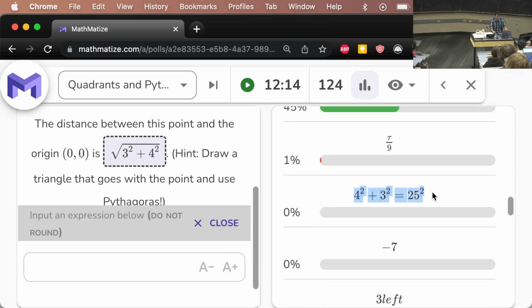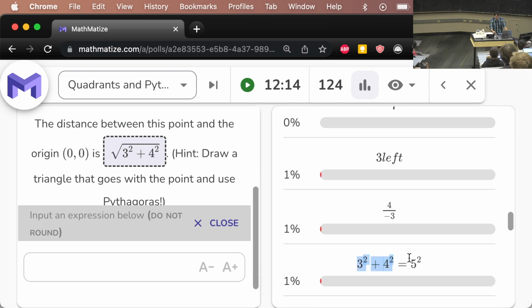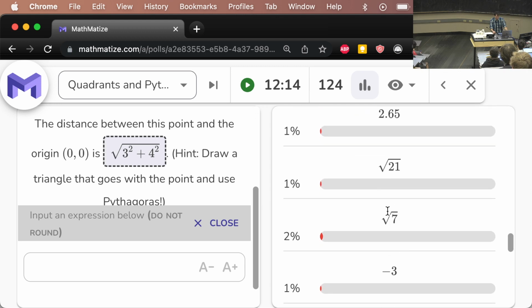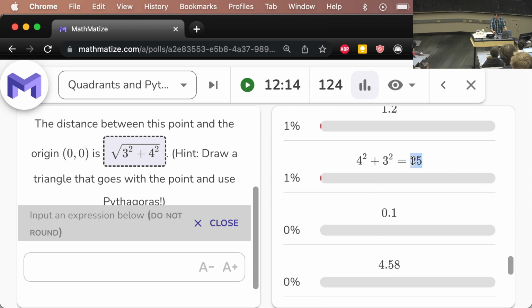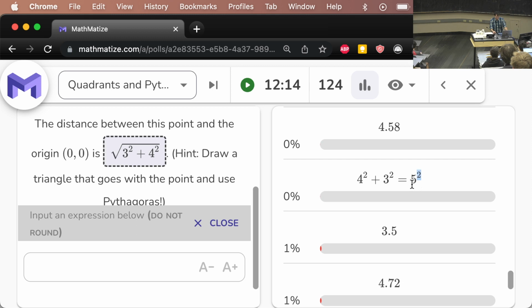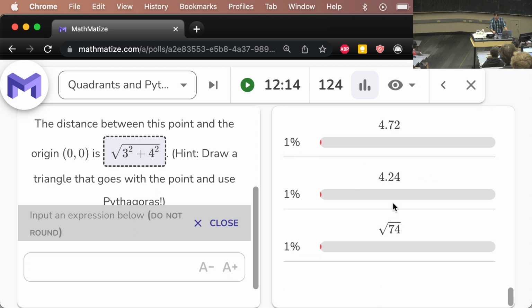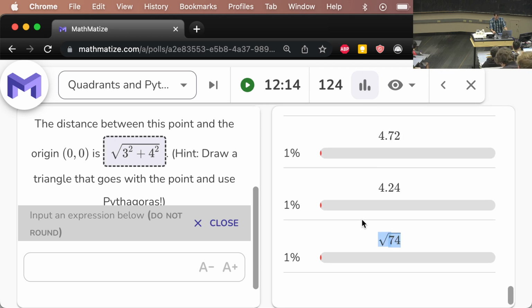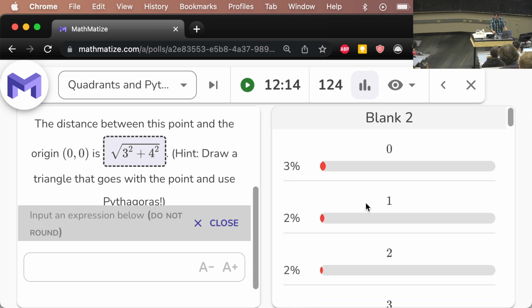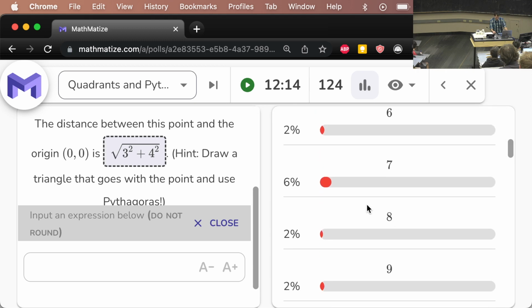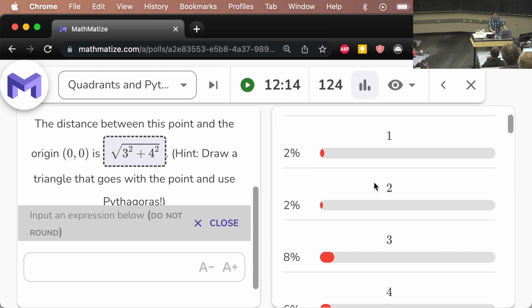So 45% of people got it right. Some people did half the steps. This is nice, but you have to do the square root at the end. Also, there shouldn't be a squared here. So this is close, but not right. What else was there? 25. Again, you have to do the square root of 25. Square root of 74. This person did the wrong problem, maybe. Some other people put in some guesses. I don't know what the issue is. Maybe people didn't have enough time. Any questions or comments about that one? Pythagoras.